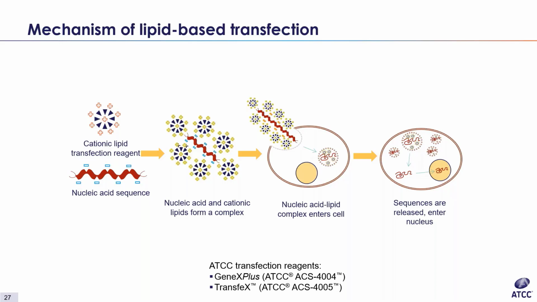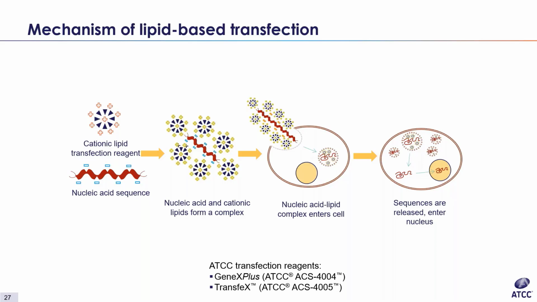The surface of a cell has a net negative charge, so the complex moves to the surface and binds to the cell membrane. The nucleic acid lipid complex can now move through the cell's lipid membrane, allowing the nucleic acid to enter the cell cytoplasm. The nucleic acid then enters the nucleus, and the gene product can be expressed.